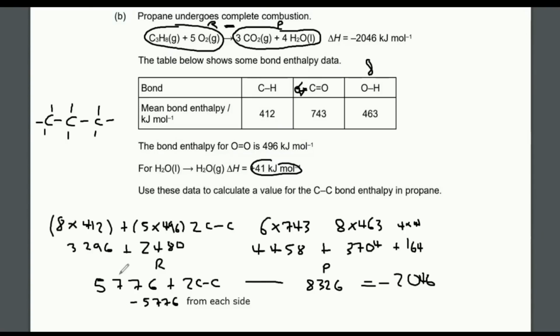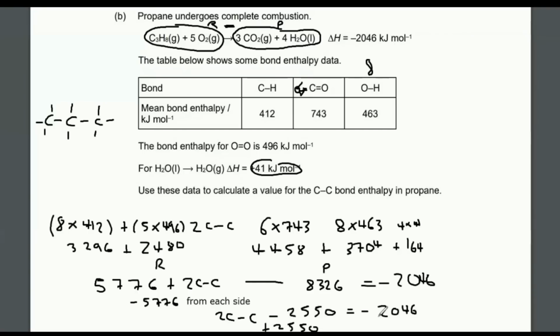In which case we're going to get 2cc minus, let's take 5776. So 8326 minus 5776 equals 2550. I've got the sunlight in my eyes. So 2550, and that equals minus 2046. So now what I want to do is add, let's add 2550 to each side.